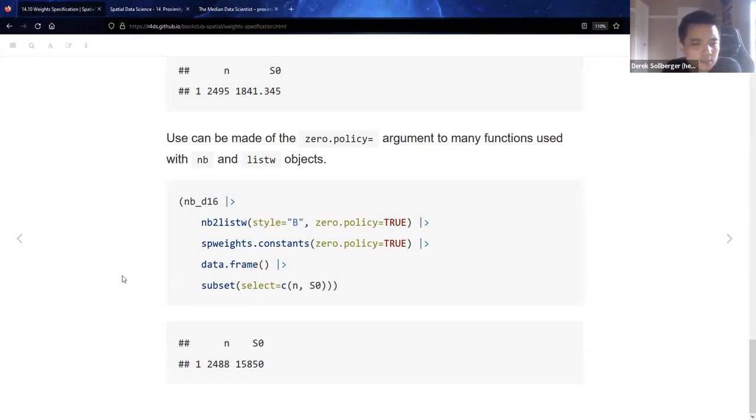There's one more section of the textbook, but I do want to pause here. How are we doing, folks? Are there more questions or comments?